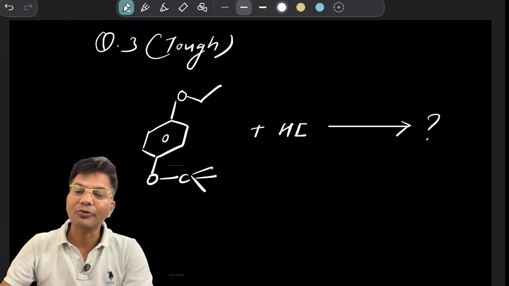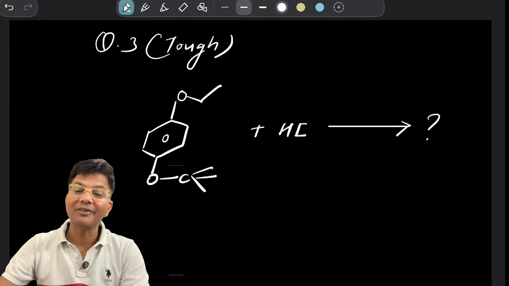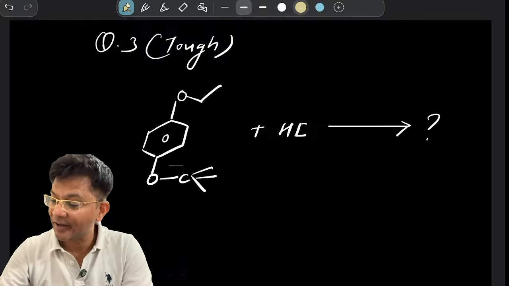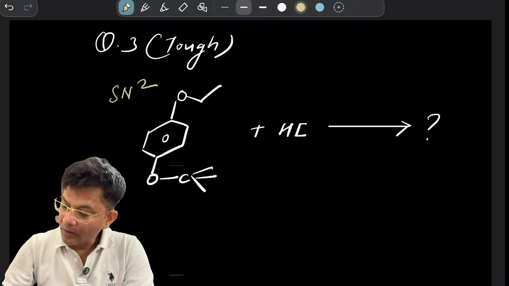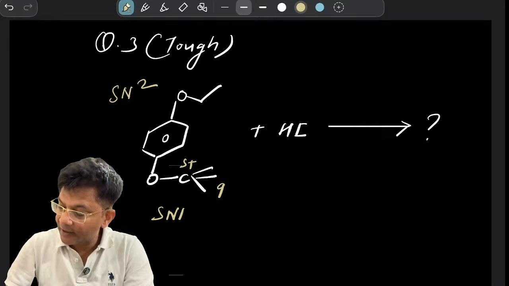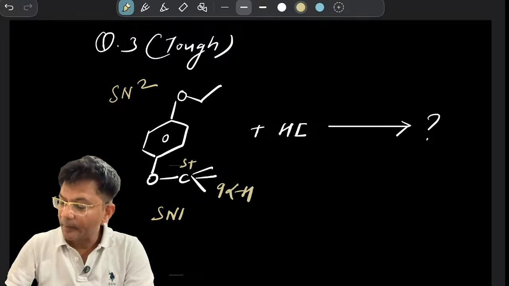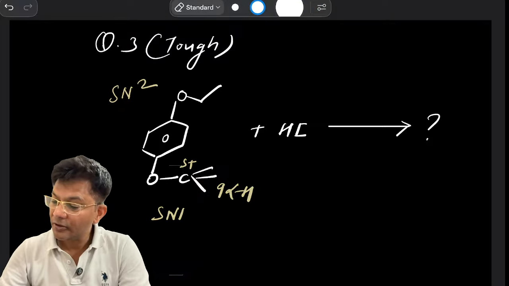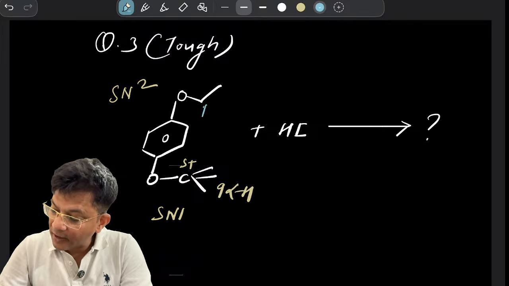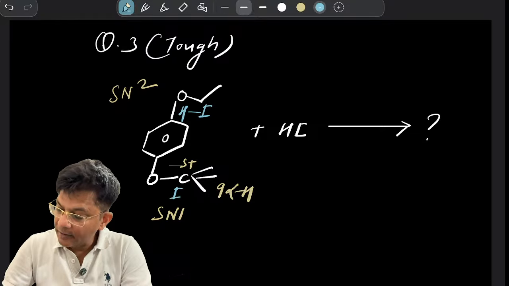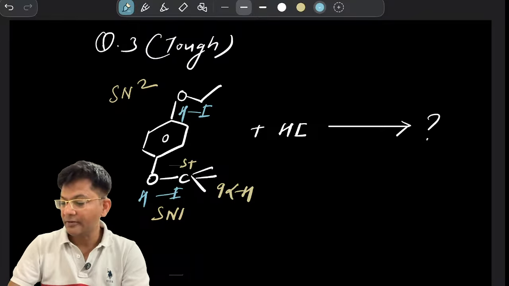Upper part SN2, lower part SN1. Say there are two places where ether is there. Upper part SN2, lower part SN1. Here this carbocation has 9 alpha hydrogen atoms. Upper part, nobody has. So during SN2, the negative part will go to the least sterically hindered side: I here, H here, and here I here, H here. Can you get it?